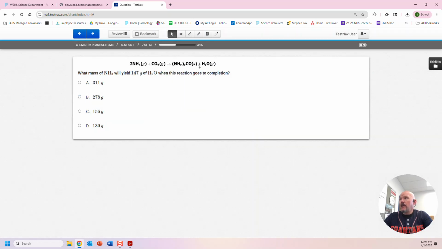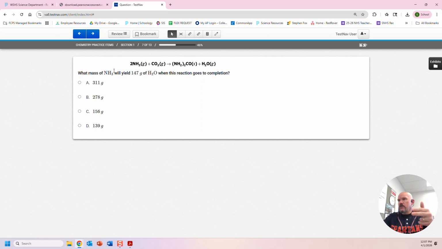All right, so here we have a stoichiometry problem, right? We're given the mass of water, find the mass of ammonia, and they give us our balanced equation. So we know what our recipe is, okay? We just got to follow our steps or stoics, right? So step 1, know the recipe. So that's the balanced chemical equation in this case. Step 2, take what we're given and convert it to moles. So what was I given? 147 grams of water, so I got to convert grams of water to moles of water.